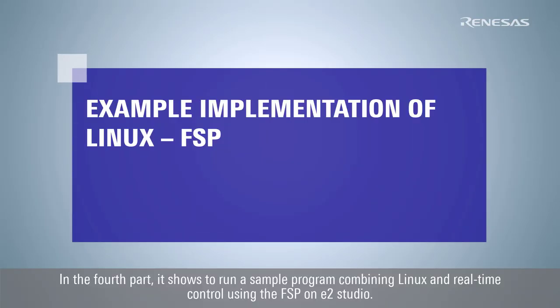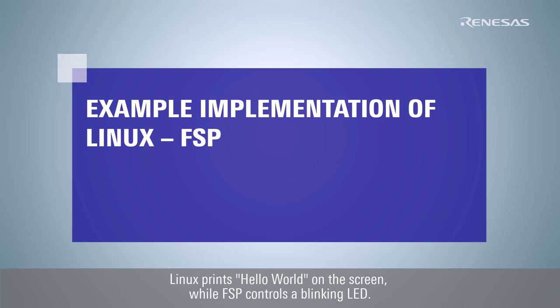In the fourth part, it shows how to run a sample program combining Linux and real-time control using the FSP on e2 studio. Linux prints Hello World on the screen, while FSP controls a blinking LED.